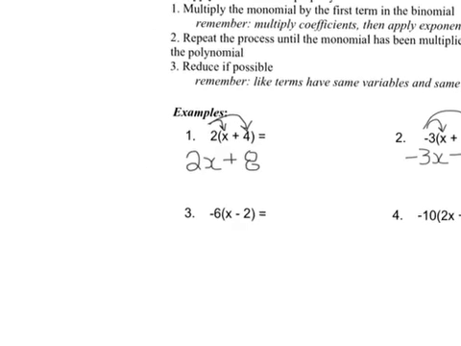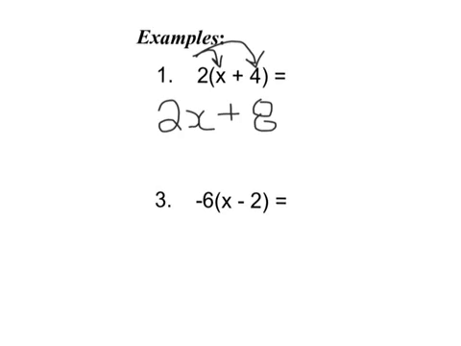Next example, negative 6 times in brackets x minus 2. So first, negative 6 times x is just negative 6x. And then what about negative 6 times negative 2? So remember this, the sign always needs to stay with the term that follows it. So we're actually taking negative 6 times negative 2. That's positive 12. So it means it becomes plus 12. So that is how you multiply a monomial by a simple binomial.